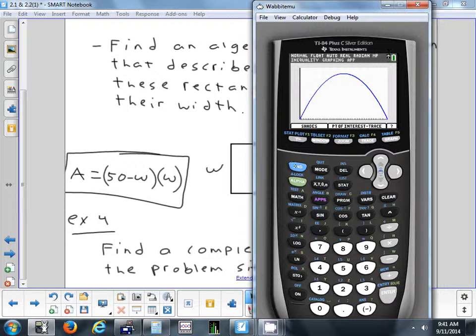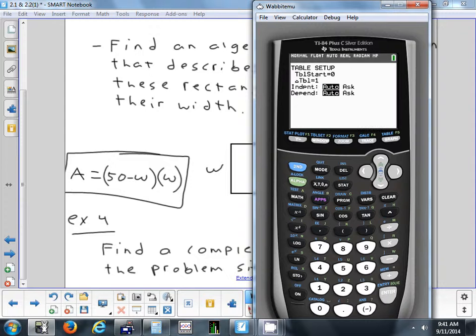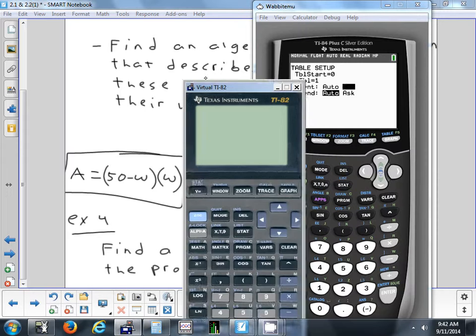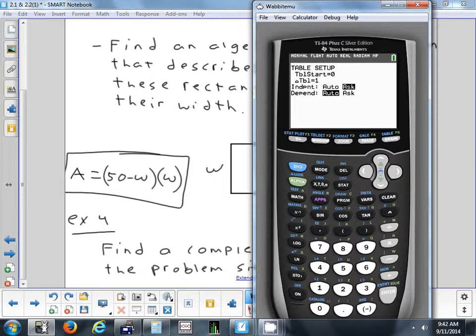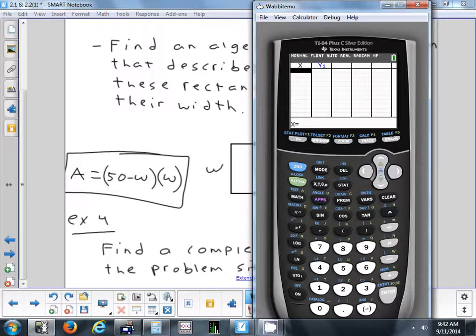One thing we could do is use the table. If you press second and then table setup, and put the independent variable on ask. On a TI-82, let me make sure that that's similar. Second table setup, yeah, same thing. Now go second table, and you can type in any width that you want, and it'll automatically tell you the area. If my rectangle has a width of 10, the area will be 400. With a width of 16, the area is 544.